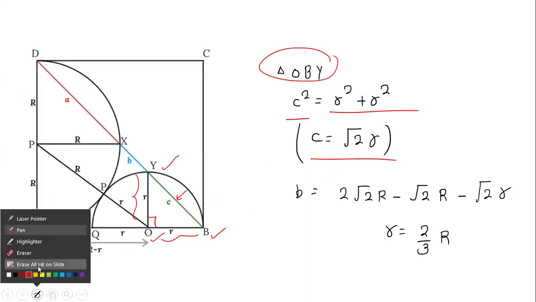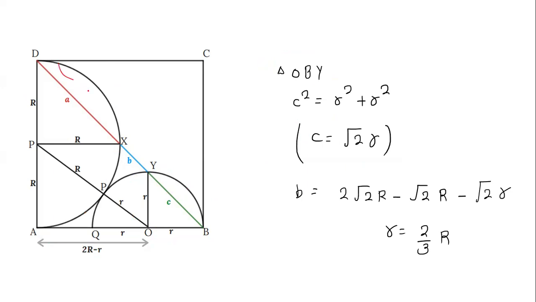Now, you also know this diagonal distance. This diagonal is 2 root 2 times capital R. So this is this, and you can subtract this a length, which is root 2 times capital R, and this c length, which is root 2 times small r, and you can find the b length.